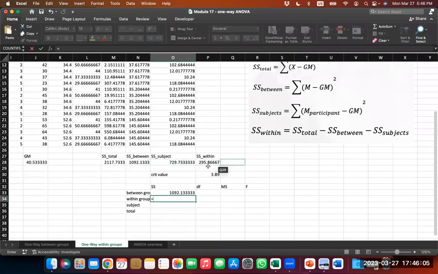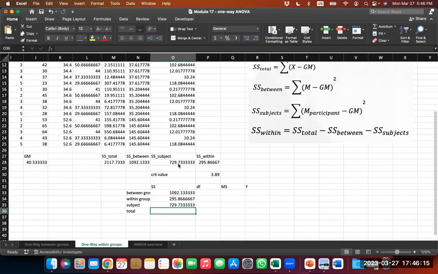1092, within groups is 295, subject is 729. So there's very strong variability between the subjects, right? Because if you were just to calculate between and within, well, this would be an enormous difference. So that would be a very large difference. So now you basically take this effect out and the sum is basically the sum of these three. That's 2,117. Degrees of freedom between is 2.